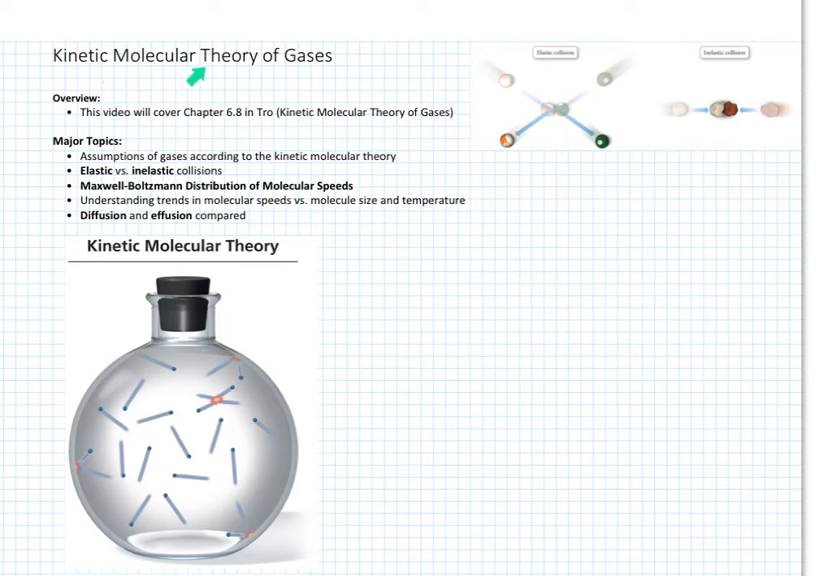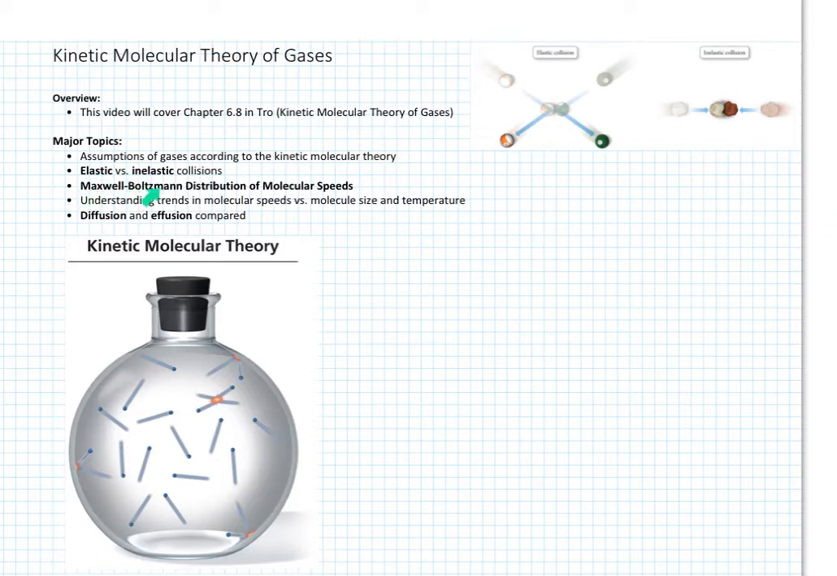Today we're going to take a look at the kinetic molecular theory of gases. This is going to cover chapter 6.8, Intro, and we're going to learn a couple of different things. We're going to first talk about the assumptions of gases according to the kinetic molecular theory. We're going to describe the difference between an elastic and an inelastic collision.